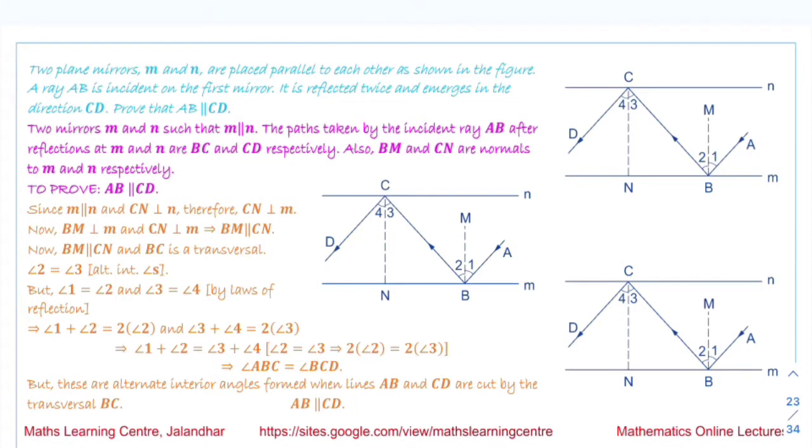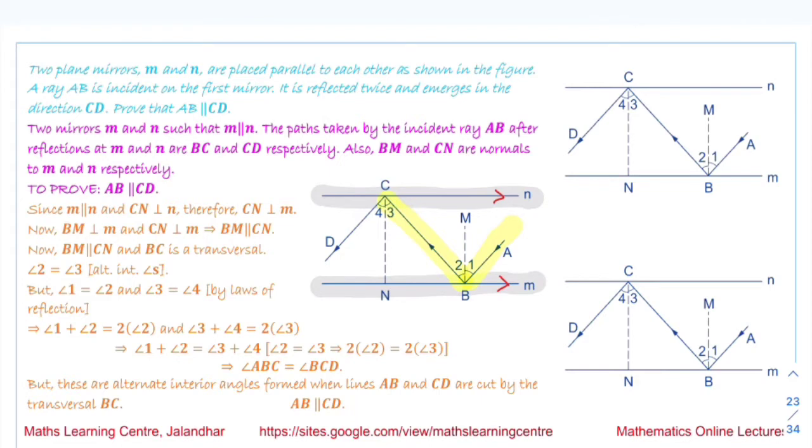Now in the next question, we are given two plane mirrors M and N. This is the mirror M and this is the mirror N, and they are placed parallel to each other. So both these lines are parallel to each other. And then a ray AB is incident on M, it gets reflected over here, then this becomes N.